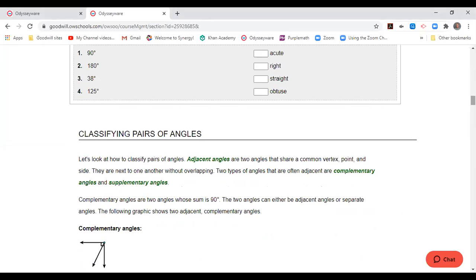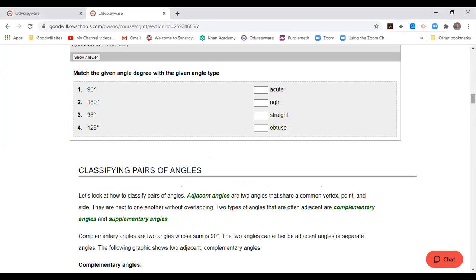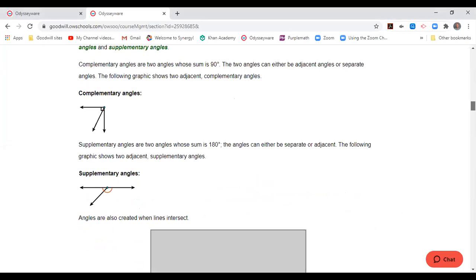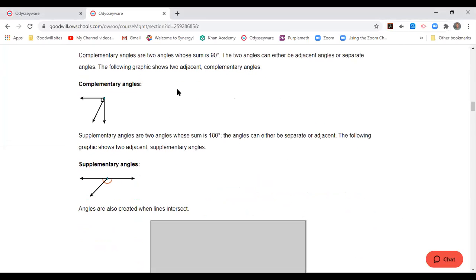Okay, classifying angles really just means defining what type of angle it is. Right angles are always 90. Straight angle, 180. A 38-degree angle is going to be acute. A 125-degree angle is going to be obtuse. Very straightforward.